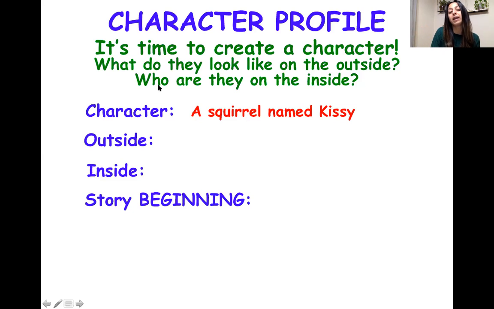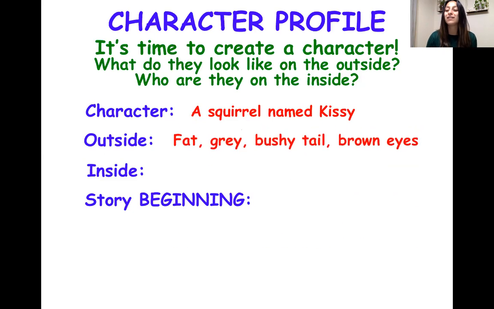Now, I want to write what she's like on the outside. What are her physical traits? What does Kissy look like on the outside? Here I go. Kissy is fat. She's gray. She has a bushy tail and brown eyes. Okay? So now my readers can really imagine Kissy. They can imagine a fat squirrel, not a skinny squirrel. They can imagine a gray squirrel, not a red or brown squirrel. They can imagine a squirrel with a bushy fat tail and with brown eyes.